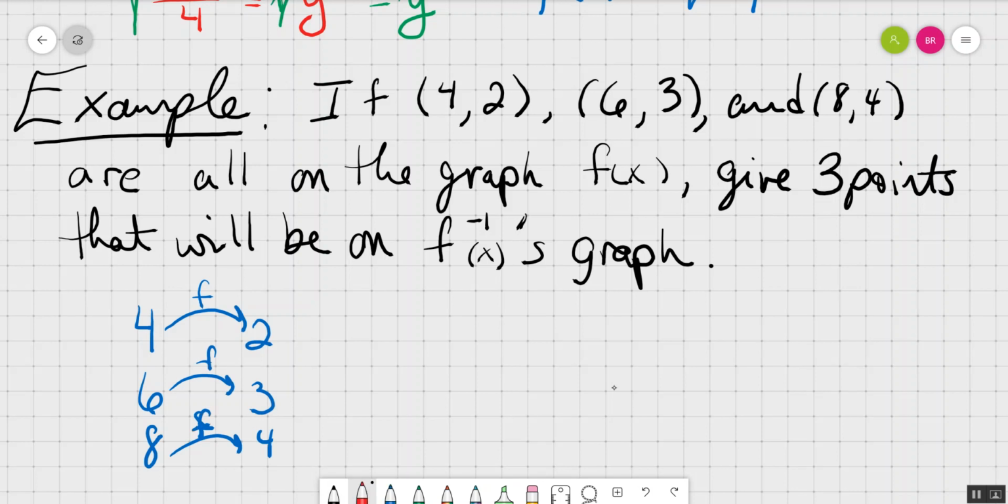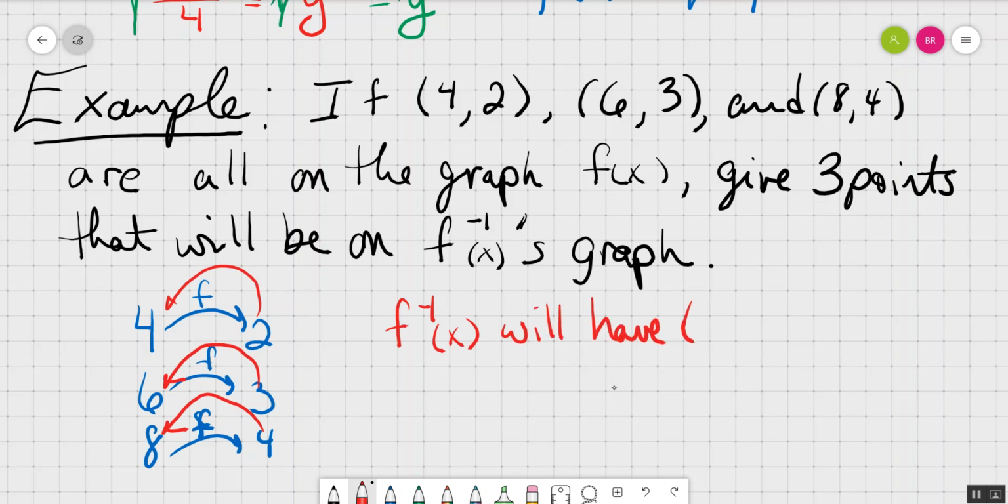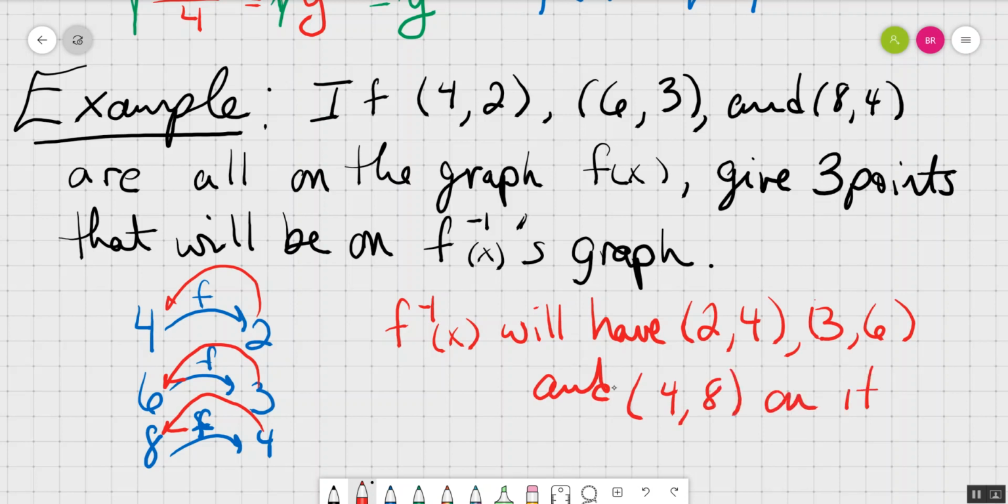So in thinking about what f inverse has to do, it needs to go the opposite way. So it needs to go here to here, here to here, and from here to here, which tells you f inverse of x will have the points 2 goes to 4, 3 goes to 6, and 4 goes to 8 on its graph. It needs to do the opposite. It needs to send my y's back to their x's if this sends my x's to their y's. If f sends x to y. I hope that gets you thinking a little bit more about what an inverse does.